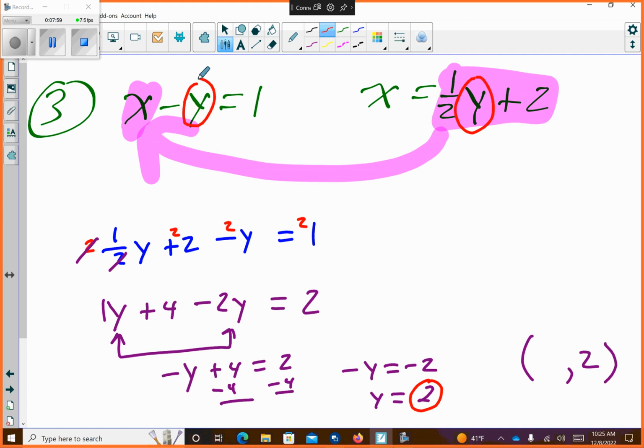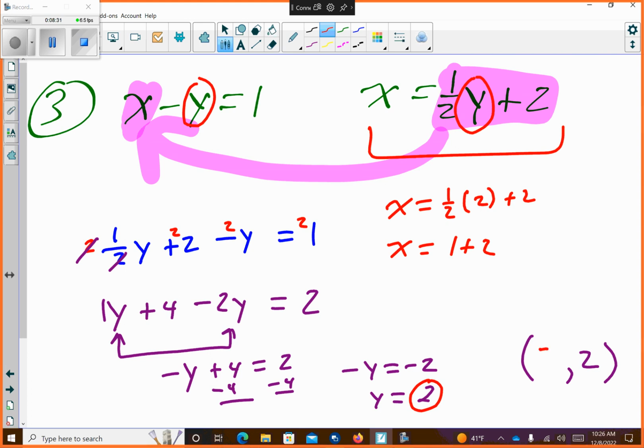Now, we could shy away from the fraction. That's okay. But we also logically could say, I'm looking for an x value. The second equation is the x equals already. Can we take half of 2? Yeah, we totally can. So if I plug it into this equation, hey, what's half of 2, friends? 1. So we get 3. There's my answer. We would have gotten the exact same answer if I had plugged it into the other equation.